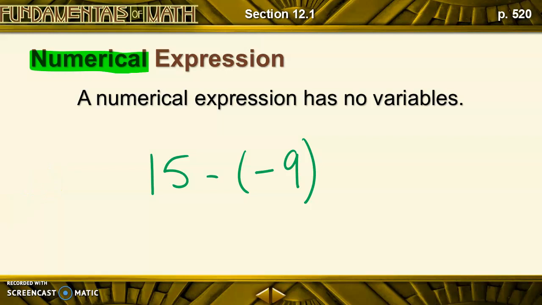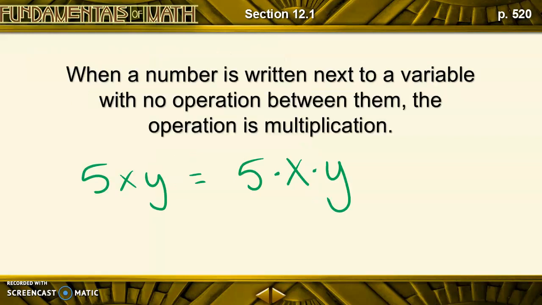One more piece of good information for us to have, and this is found on page 520 in your book, is that whenever you have two variables next to each other, or a number and a variable next to each other, anytime you have two values next to each other with no signs in between them, notice there's no plus or minus sign, there are no terms between them, we consider this to be multiplication. So whenever you have a number written next to a variable, or even a variable next to a variable, we consider that to be multiplication. So I could rewrite 5xy as 5 times x times y.